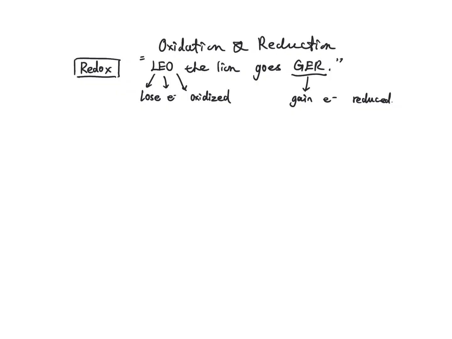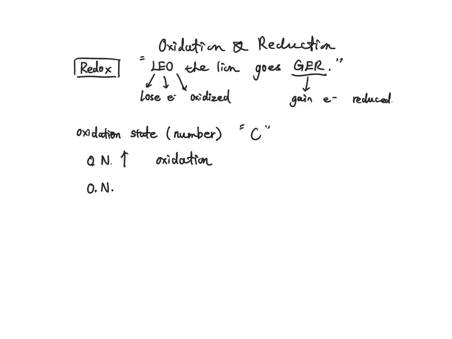In organic chemistry, we will apply a very similar idea. We are going to look at the oxidation state or number, but here we are only focusing on carbon. So if through a reaction the oxidation number of carbon increases, that is an oxidation reaction. And if the oxidation number of the carbon decreases, that reaction is a reduction.